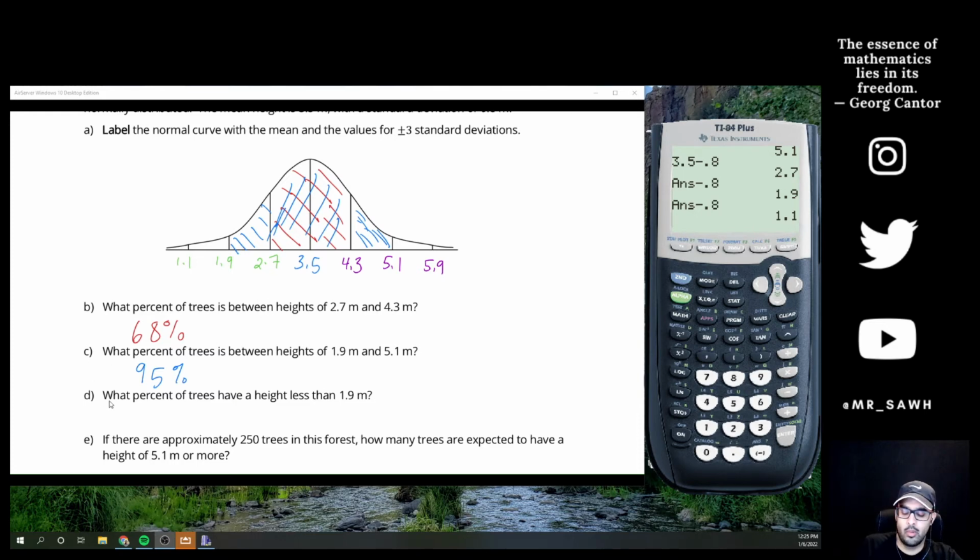For D, we're asked what percentage of trees have a height less than 1.9. Well, think about this for just a second. I've just accounted for 95% of the data. So in total, there should only be 5% left. So from 1.9 and smaller than, or 5.1 and greater than, both of these regions in pink combined account for 5%, right? They have to, because I have 100% to use in total.